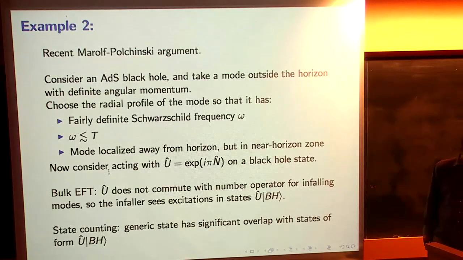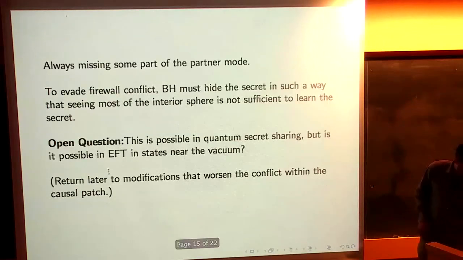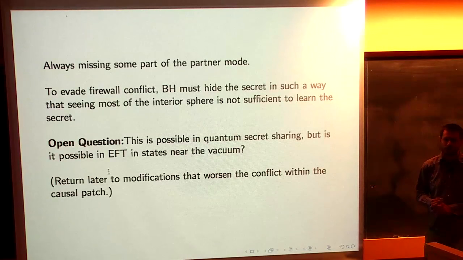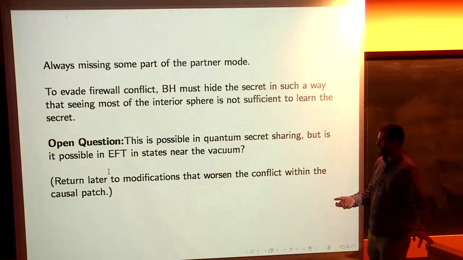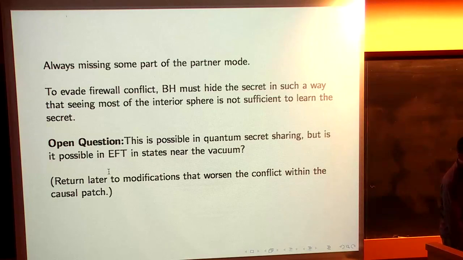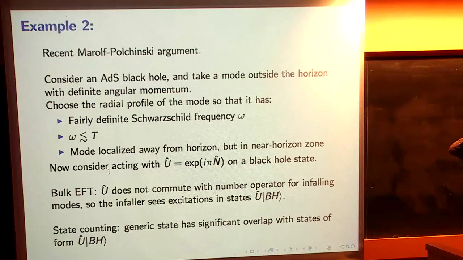All right, so I want to come to one more example of where the causal patch plays a role. So the first example was this original AMPS argument. And I'll mention at the end some modifications of that setup that will make things more uncomfortable for this infalling observer, potentially leading to larger effective field theory violations. So my second example is the very recent argument of Joe and Don that appeared last week, I guess. And Don talked about that a couple of days ago.